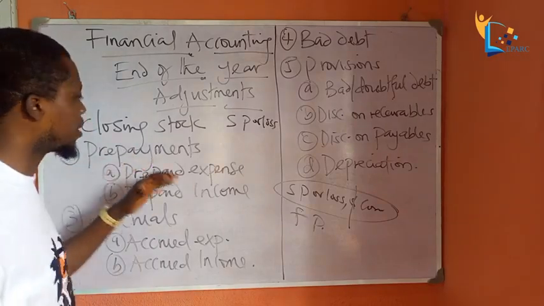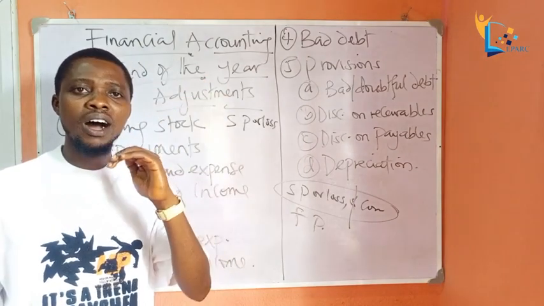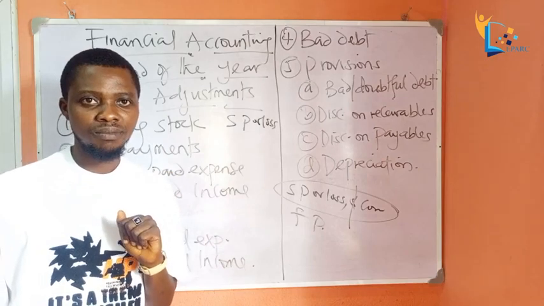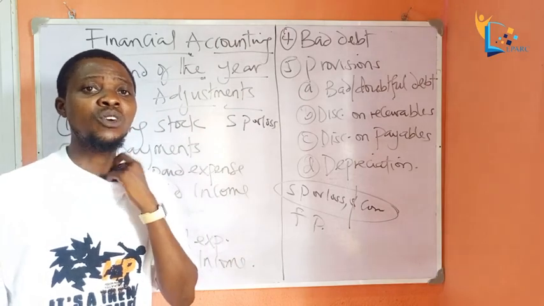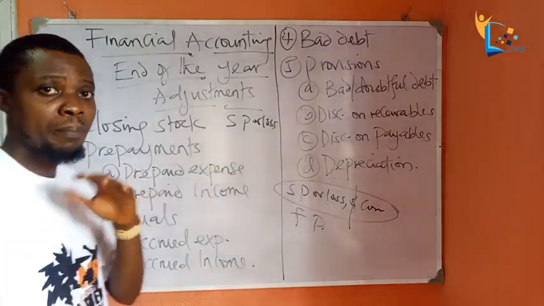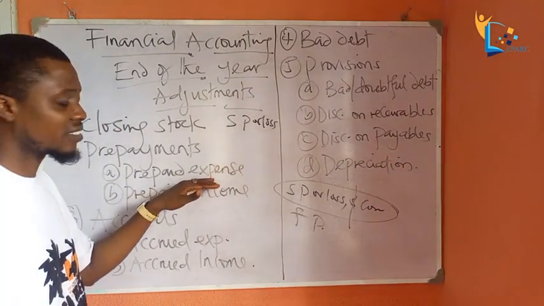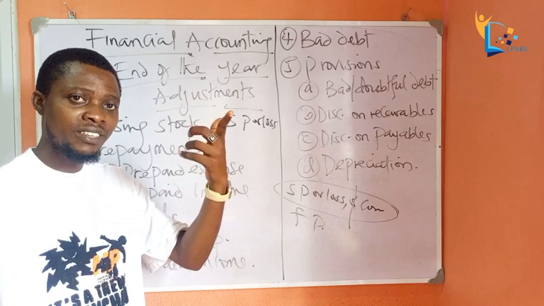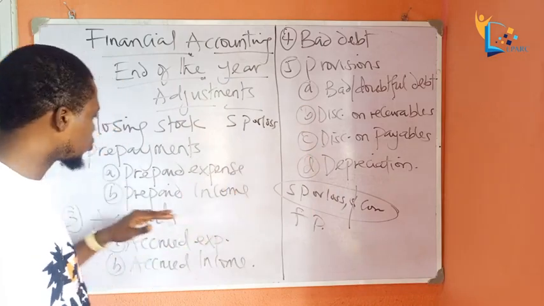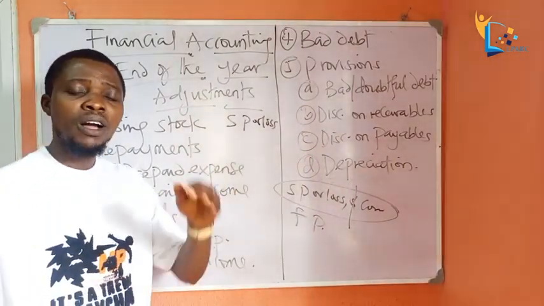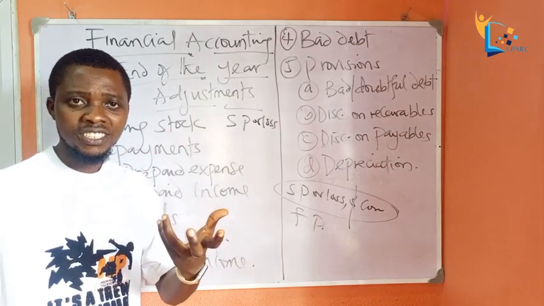All right, the second one is prepayment. Prepayments are payments made in advance for a service not yet enjoyed. Do you understand? You have paid for something in advance. You have not yet enjoyed it, but you have paid for it in advance. That's what we mean by prepayment. Now, we have prepaid expenses. These are payments for services you have not yet enjoyed, but you have paid for. While this one, prepaid income, these are income, services that you have not yet enjoyed.